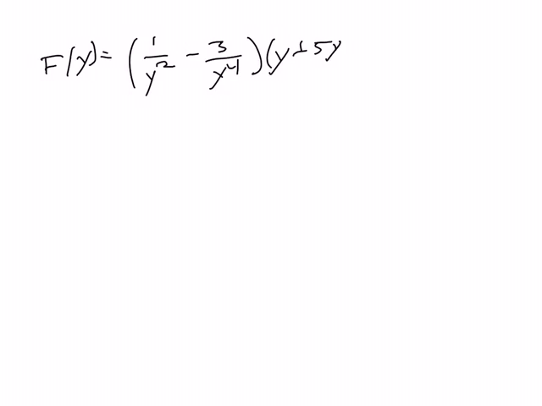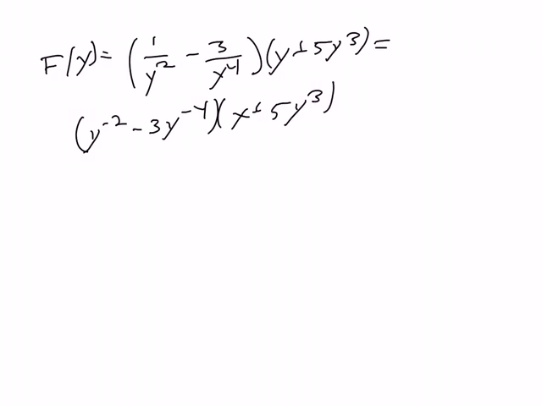So the next problem is what they call a difficult problem, but we're going to make one simplifying step, which will make this problem as simple as the problem before. 1 over y squared minus 3 over y to the fourth, times y plus 5y to the third. So you can simplify this, or you can use the quotient rule for all this, but we know that this is equal to y to the negative 2 minus 3y to the negative 4 times y plus 5y to the third.